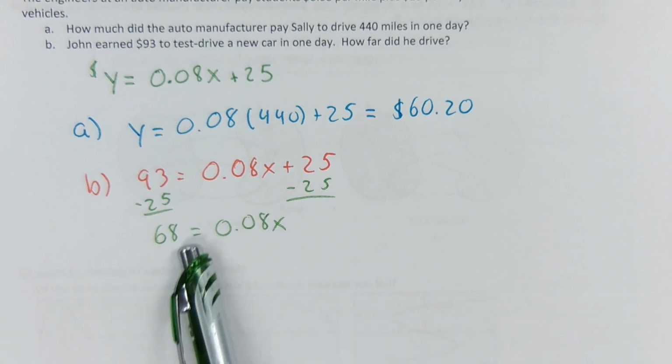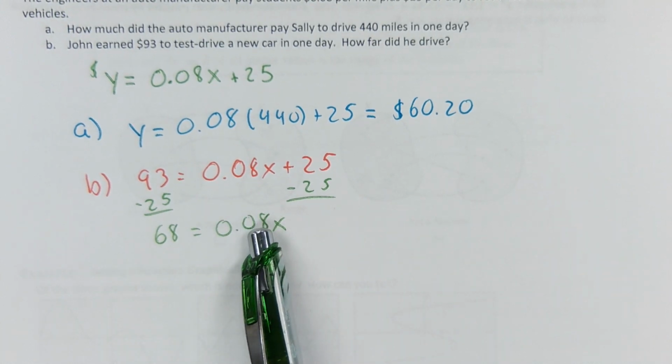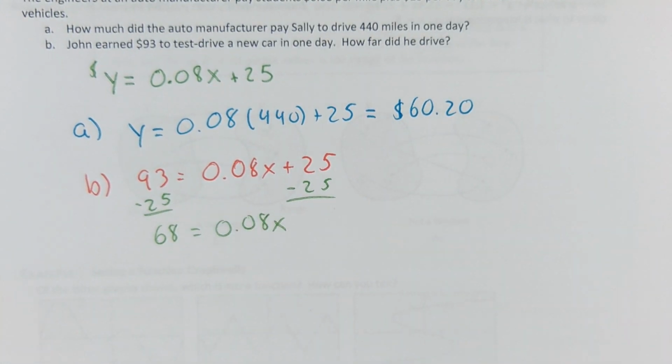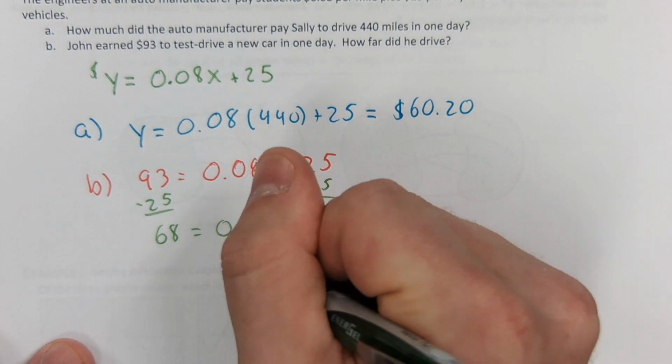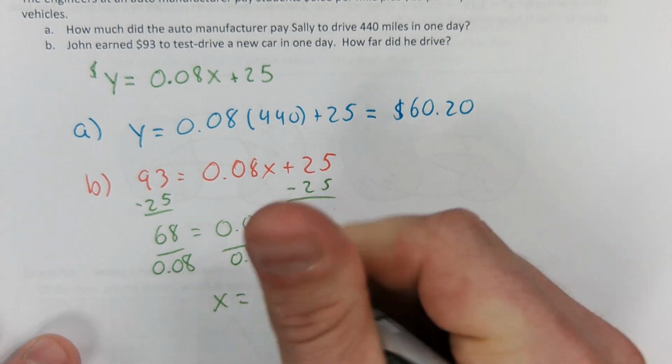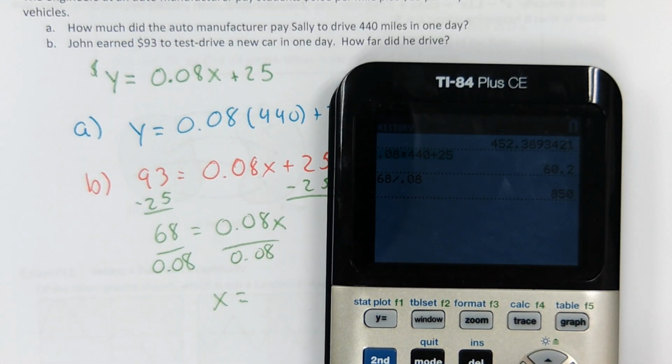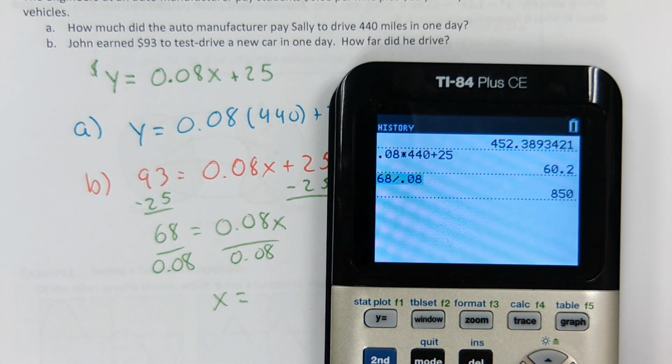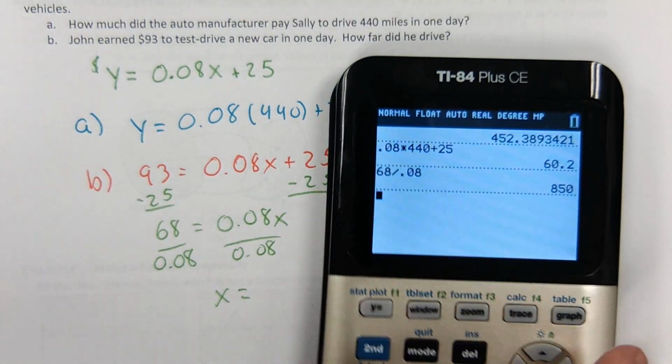I didn't mean to keep writing that in green. I'm sorry. Well, it's too late. I've already done it. Now I'll divide that by 0.08 to get x all by itself. And I would like you to see that, yes, I have done that previously on my calculator as well. There is 68 divided by 0.08, giving me 850 miles.